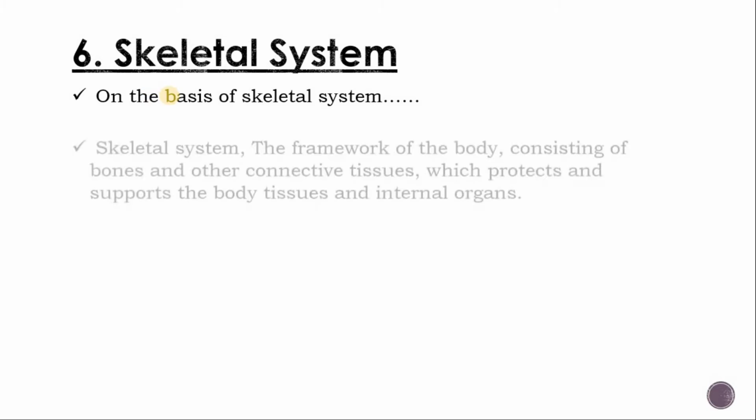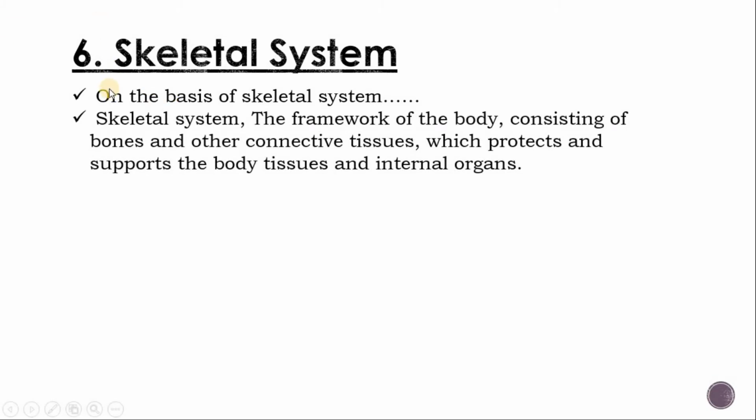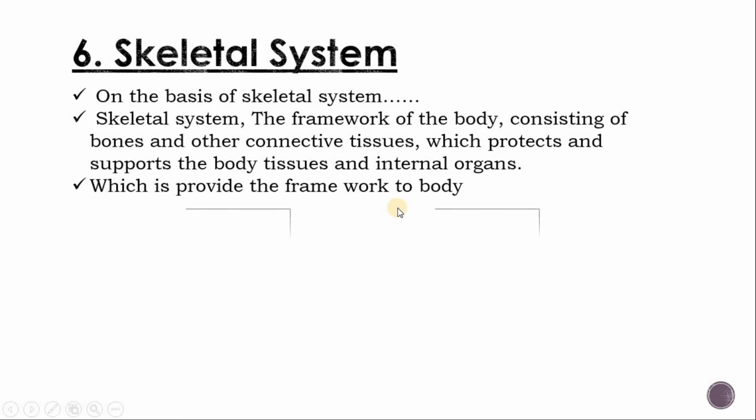Now the next system, skeletal system. On the basis of skeletal system, we must classify and compare the organisms and the animals. The first question that arises in our mind is, what is the skeletal system? It is the framework of the body consisting of bones and other connective tissues, which protects and supports the body tissue and internal organs, and provides the framework to the body.